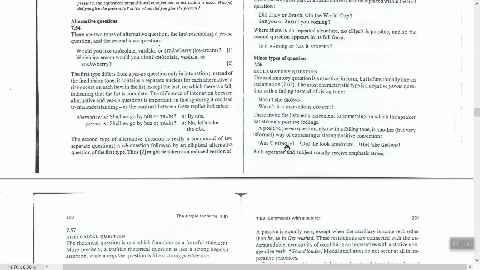We use this kind, positive. Am I hungry? Did he look annoyed? Has she grown? Okay. Exclamation here. You see here? So this is what? Positive yes/no question to express what? A strong positive conviction.